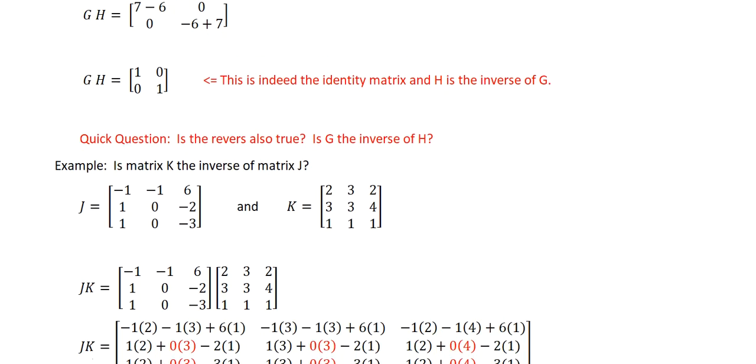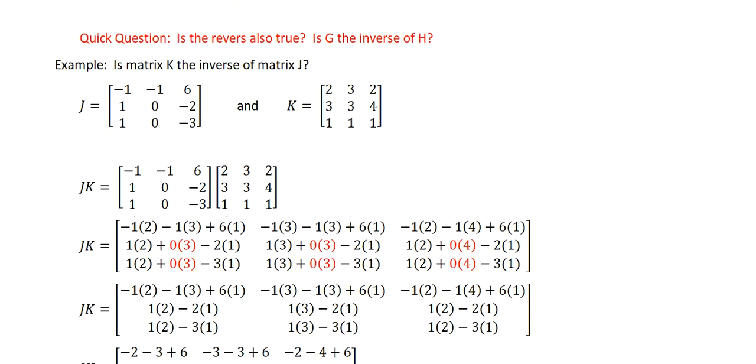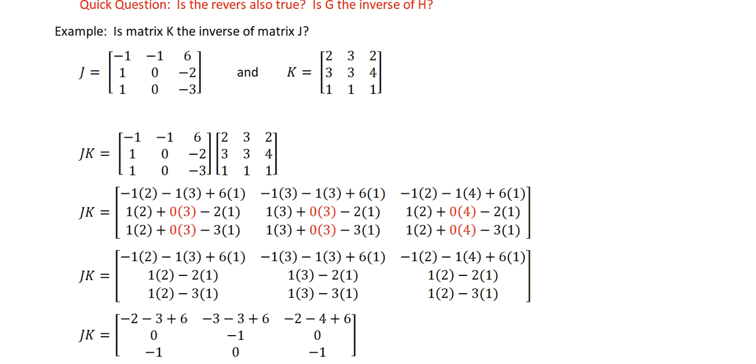Okay, so here's our next example. Is matrix K the inverse of matrix J? I've taken a slightly larger matrix here on both sides so that we can have a slightly more complicated one. Again, we're going to take the elements in the first row and multiply them by the corresponding elements in the first column to get the element in the first row, first column.